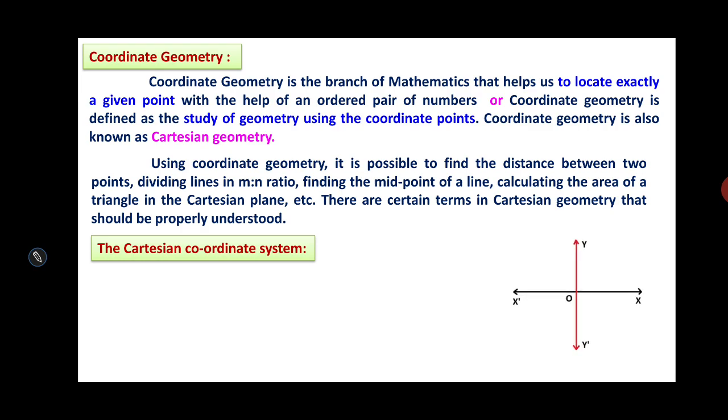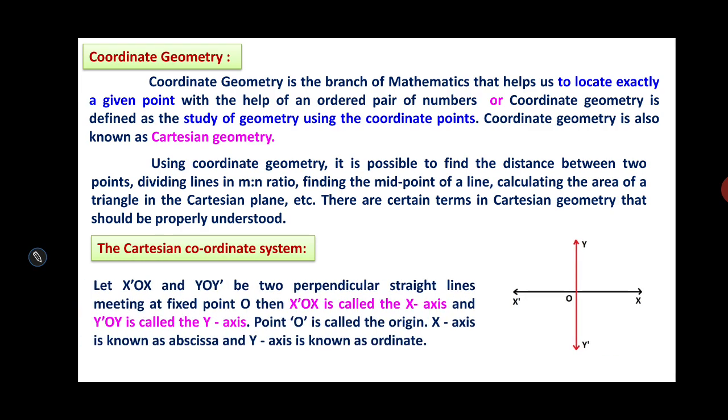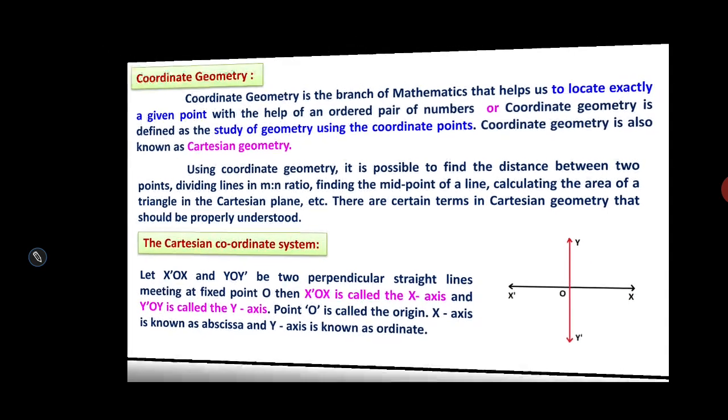You can see in the adjoining figure that X'OX and YOY' are two perpendicular straight lines meeting at a fixed point O. Then X'OX is called the x-axis and Y'OY is called the y-axis. Point O is called the origin, the x-coordinate is known as abscissa, whereas the y-coordinate is known as ordinate. So these are the basic things that you must know.